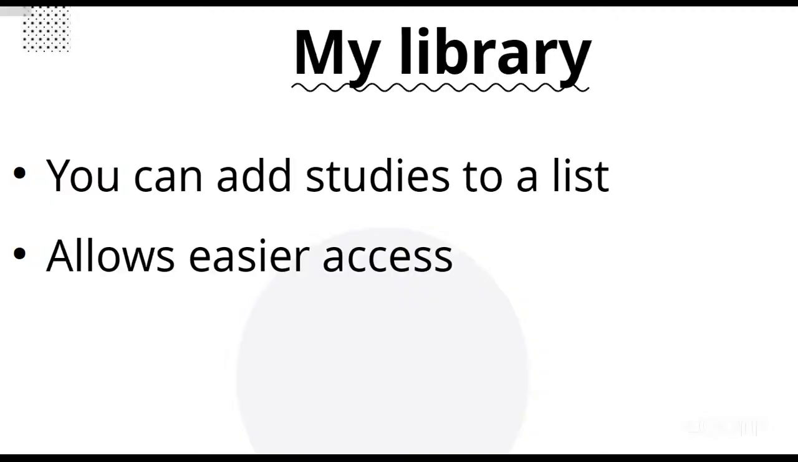So there are multiple features in Google Scholar. I'm just going to talk about them and then I'm going to demonstrate each one of them. There's a feature called My Library, where under each study you would find a star. So if you click on that star, you will save that study in your library so that later on, if you want to revisit it, you will be able to do so more easily rather than researching the study from the beginning.